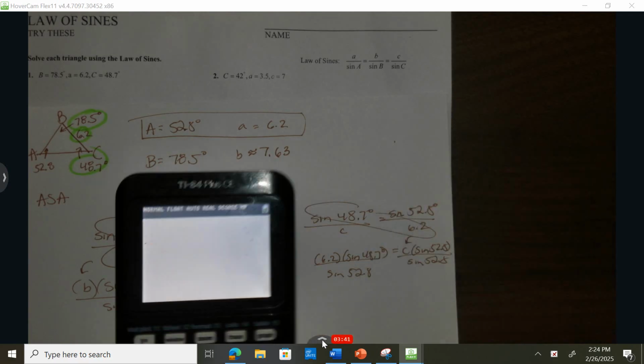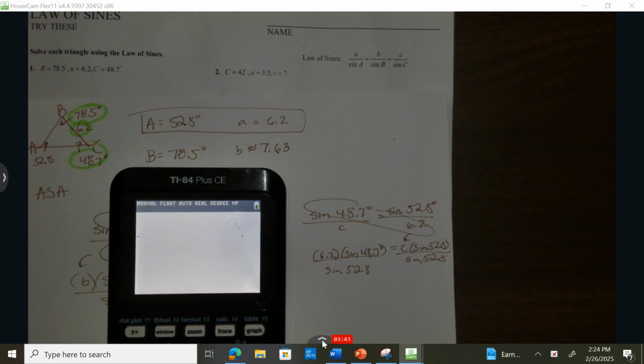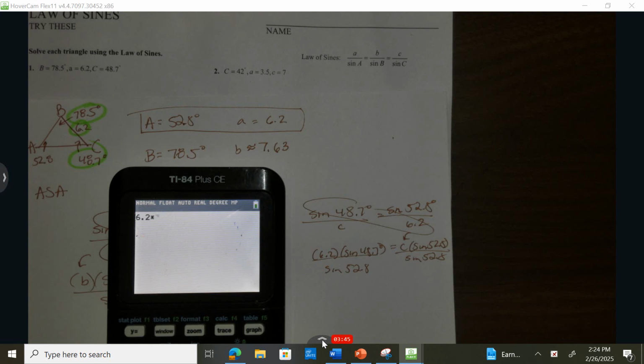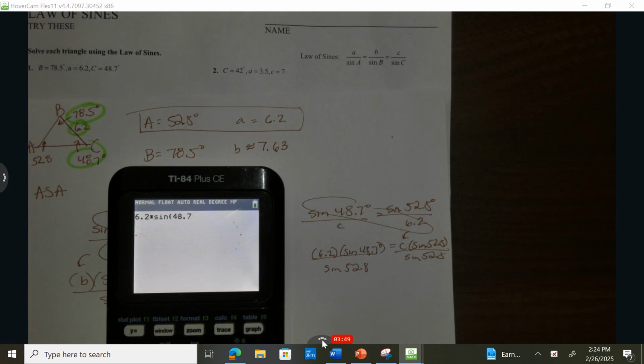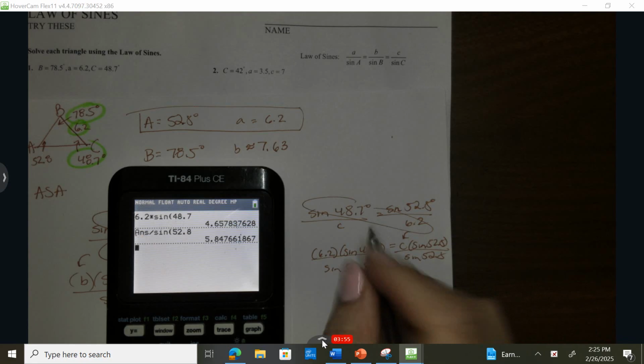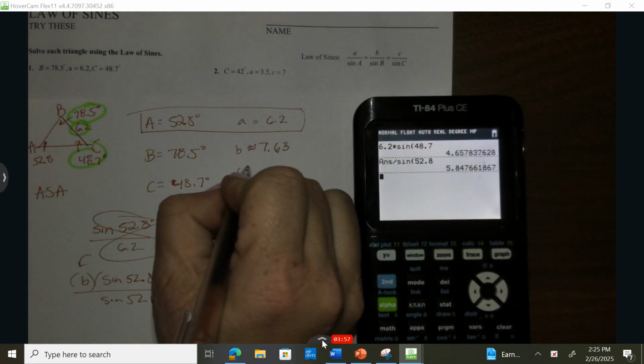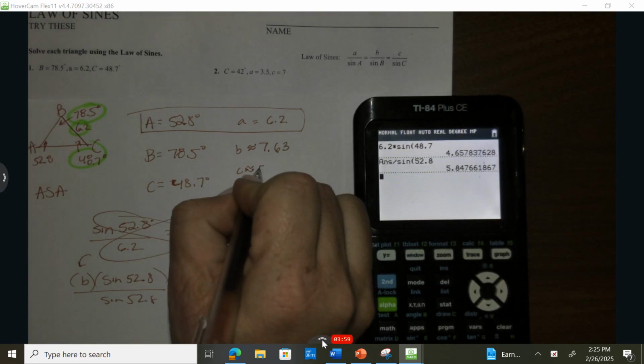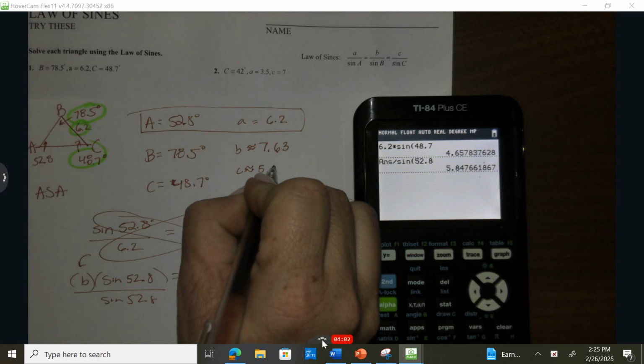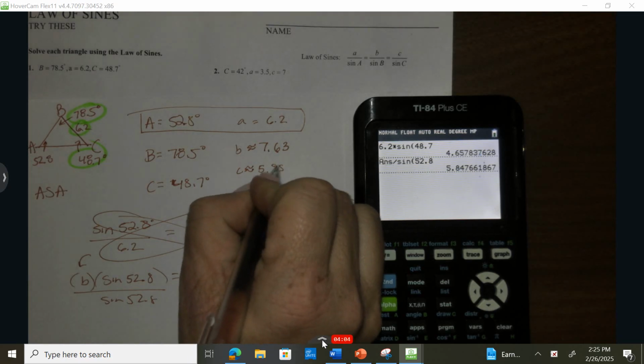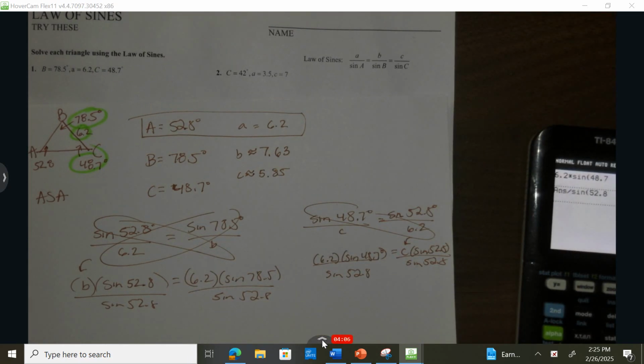Okay, grabbing the calculator, here we go. So we're going to take 6.2 times the sine of 48.7. I'm going to press equals, get an answer, and then divide it by the sine of 52.8. And so I can come back up here, and this is an approximation because I'm having to round. It's not a terminating decimal, so 5.85. Let's look at number 2.